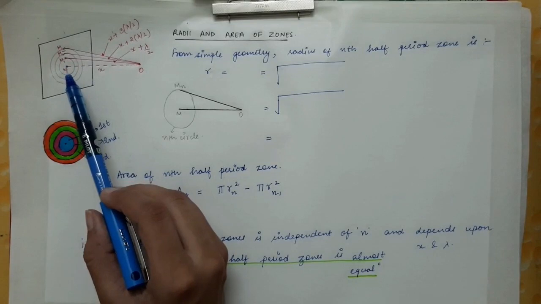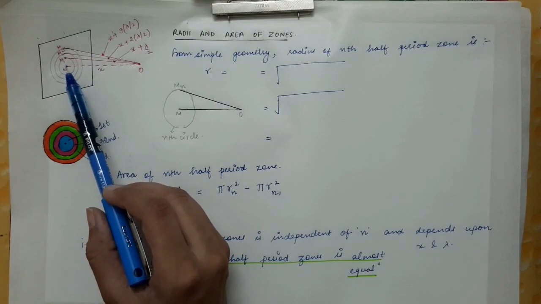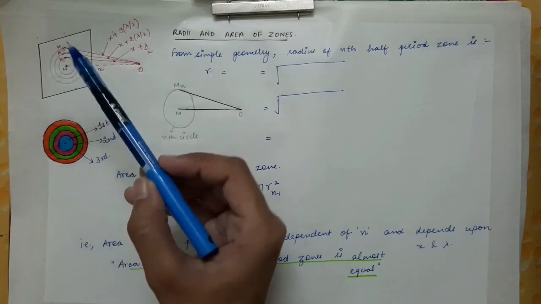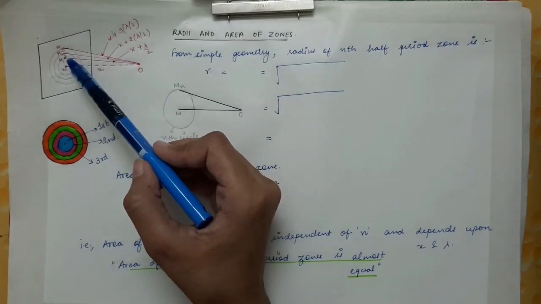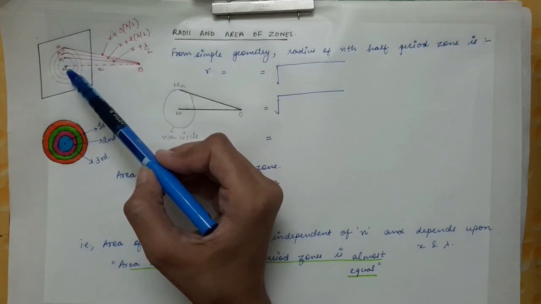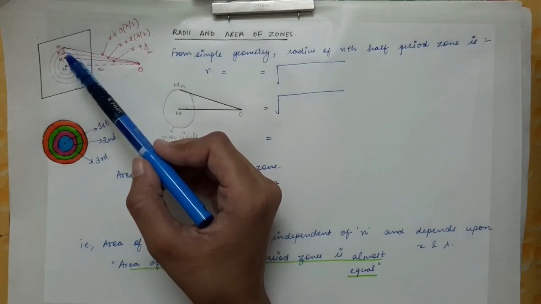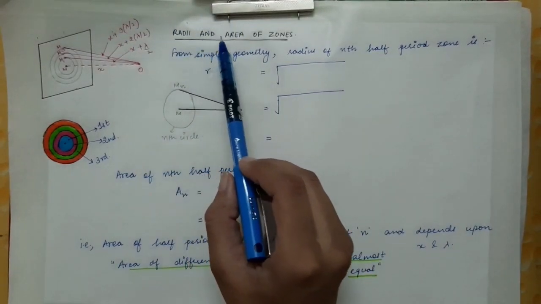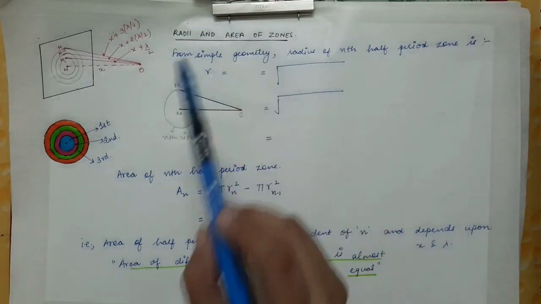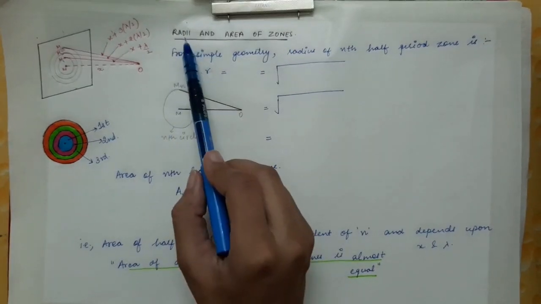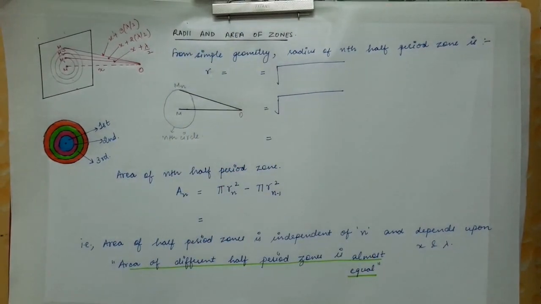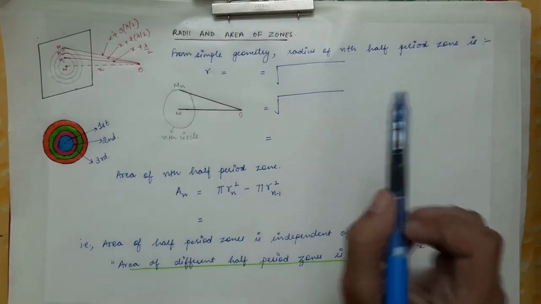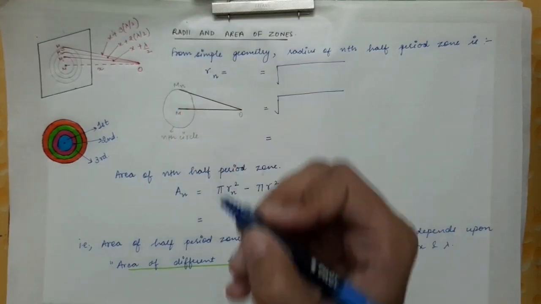So we have M, the pole of the wavefront, then M1, the radius of the first circle, then M2, the radius of the second circle, then M3, the radius of the third circle, and so on. Now we are going to find the radii and area of the zones. So we are going to derive the formula for the radii and area of the zones. First of all, we are going to find the radius of the nth half period zone. So we want to find Rn.